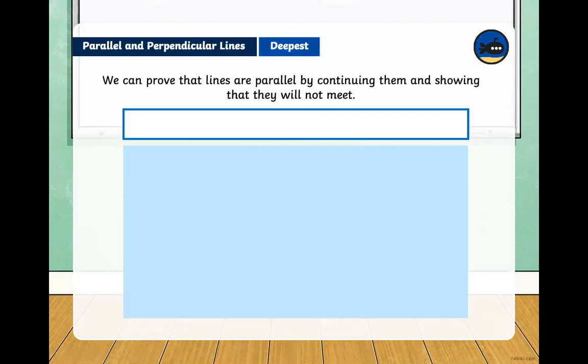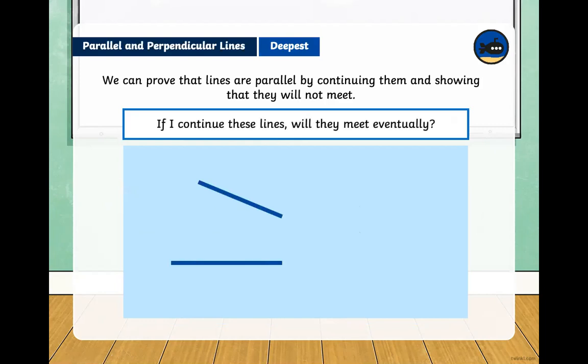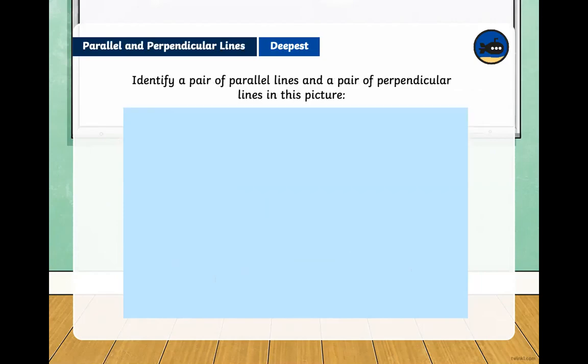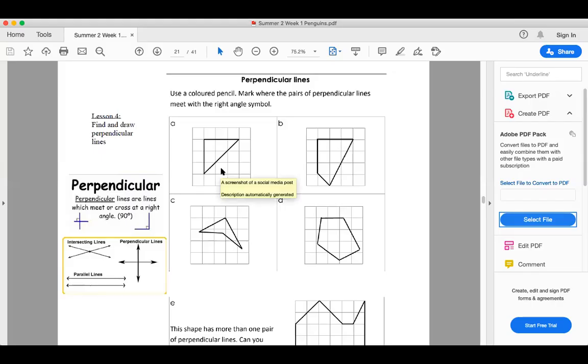So this is what we said. We can prove that lines are parallel by just imagining that they continue. So these ones, they haven't been fully drawn, but if I just imagine that this would carry on here, and then this one would carry on here, well, eventually they would meet. So we know that those are not going to be parallel. See, just like that. So lesson 4 is finding and drawing perpendicular lines.